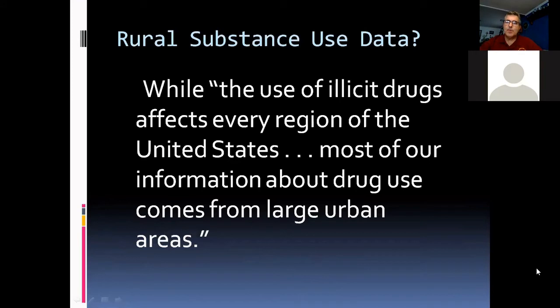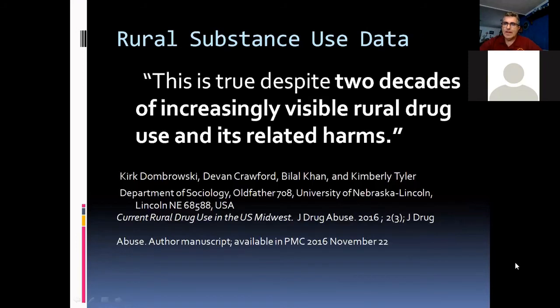also need to understand something about the lack of data for addressing rural substance use problems. And this is a statement from the National Institute of Health, and it tells us that while the use of illicit drugs affects every region of the US, most of our information about drug use comes from large urban areas. And this is true despite 2 decades of increasingly visible rural drug use and its related harms. The statement came out in 2016 with a little bit of research along with that. So what's happening is we really have not been prepared for the rural substance use crisis we are facing today.